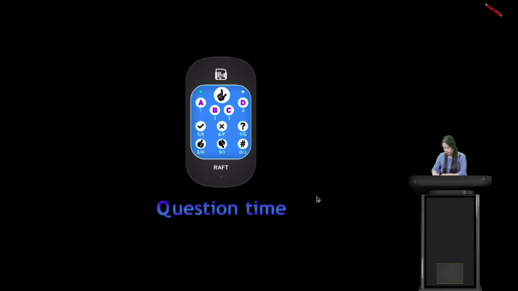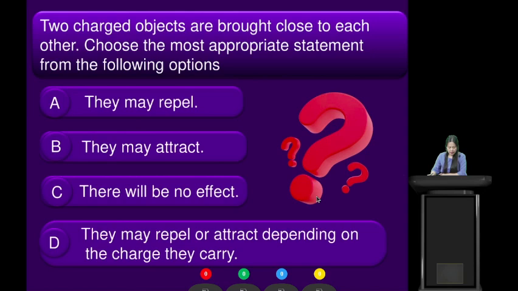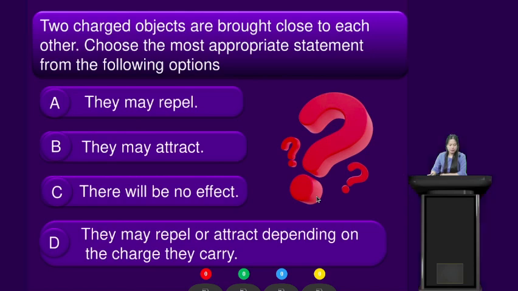We have another question, students. Please get your rough devices ready. The question is, two charged objects are brought close to each other. Choose the most appropriate statement from the following. Option A is they may repel. Option B is they may attract. Option C is there will be no effect. Option D is they may repel or attract depending on the charge they carry.